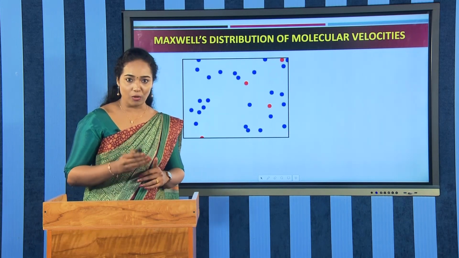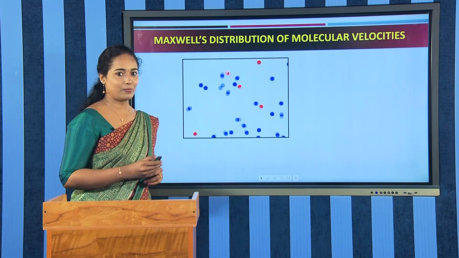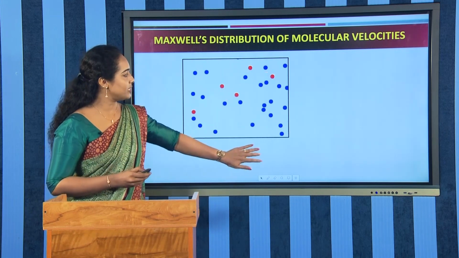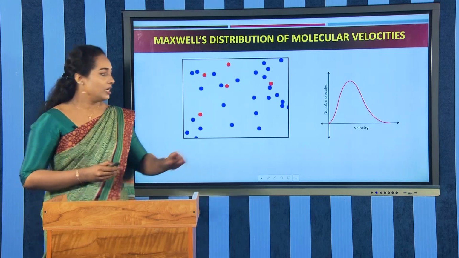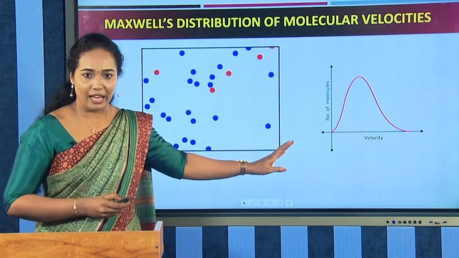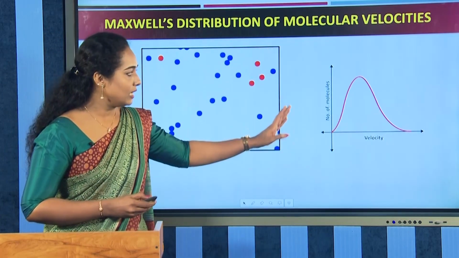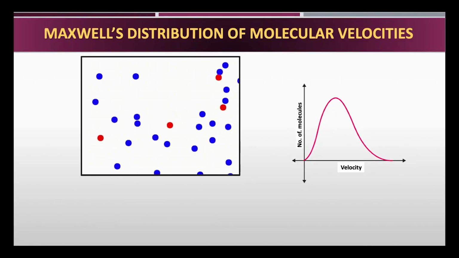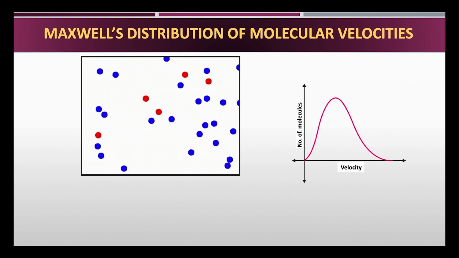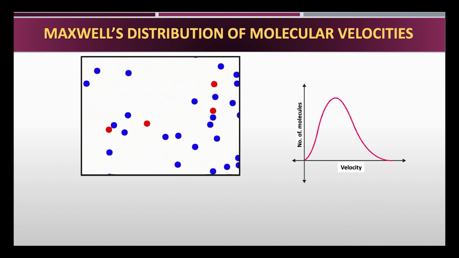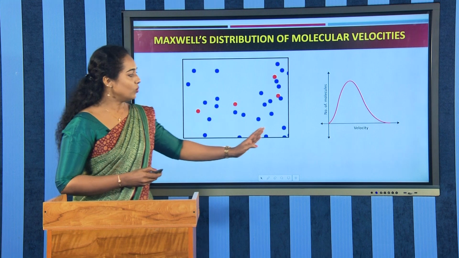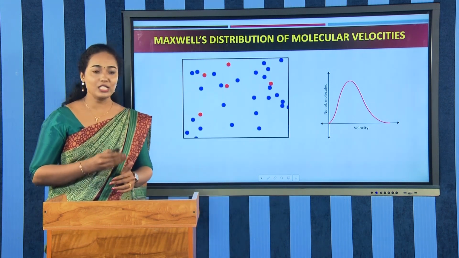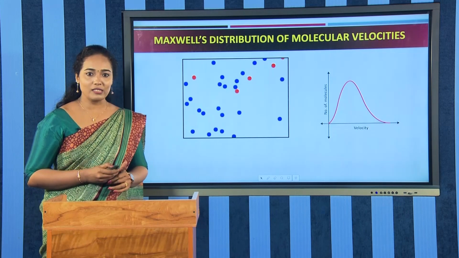The distribution of molecules between different possible speeds was given by Maxwell and Boltzmann utilizing probability considerations. What Maxwell and Boltzmann have done is that they plotted the fraction of molecules, or the number of molecules, along the y-axis, and it is plotted against velocity on the x-axis. A curve is obtained by plotting so, and this figure is known as Maxwell's distribution curve.